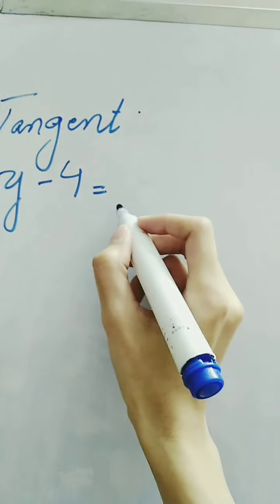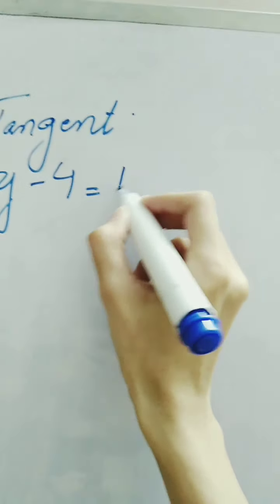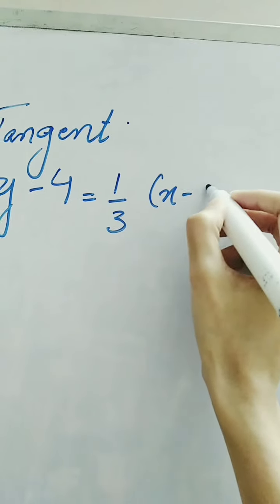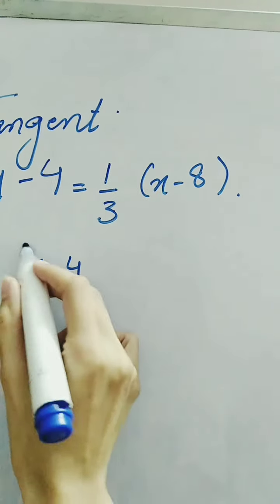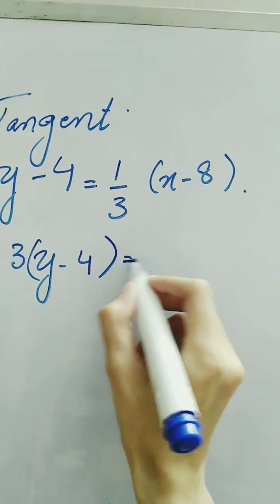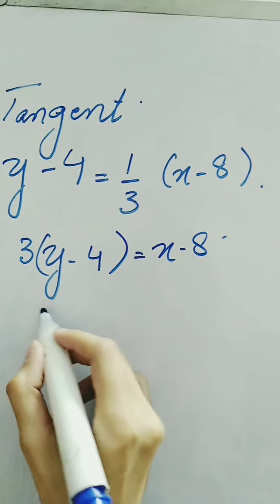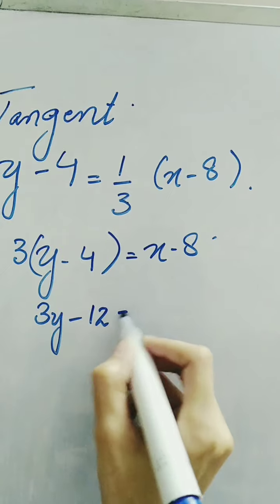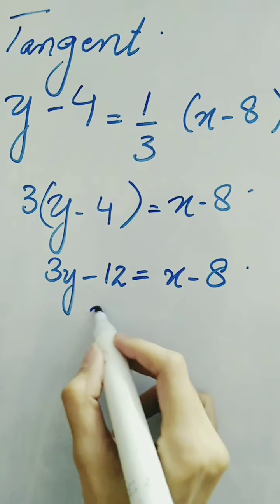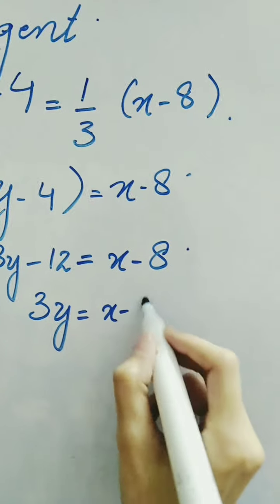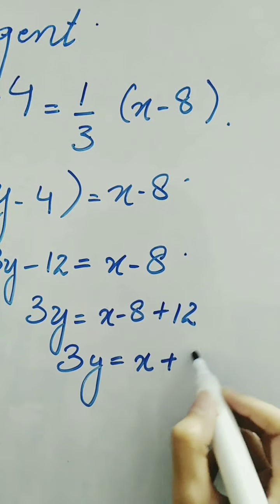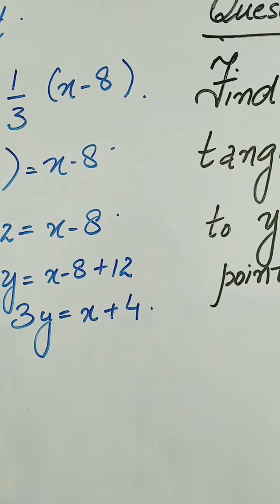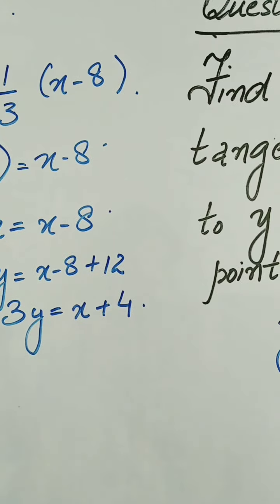y minus y1, which is 4 here. The gradient for the tangent is 1 over 3, and x minus x1, which is 8 here. So we will have y minus 4 equals 1 over 3, this 3 goes there and multiplies with this expression, and we have x minus 8. We have 3y minus 12 equals x minus 8, and we have 3y equals x minus 8 plus 12. We have 3y equals x plus 4. This is our equation of the tangent.